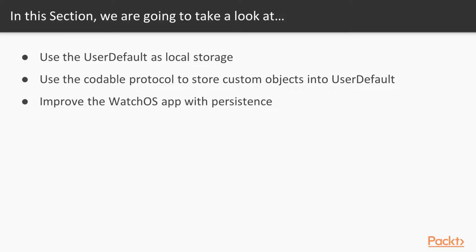In this section, we will talk about how to store data on iOS applications. So we will talk about UserDefaults and how to use UserDefaults as a local storage. Then we will talk about the Codable protocol, a new protocol introduced with Swift 4, and how this protocol helps us to store a custom object into the local storage. And at the end, we will use UserDefaults in the watchOS application to improve the quality of the application.